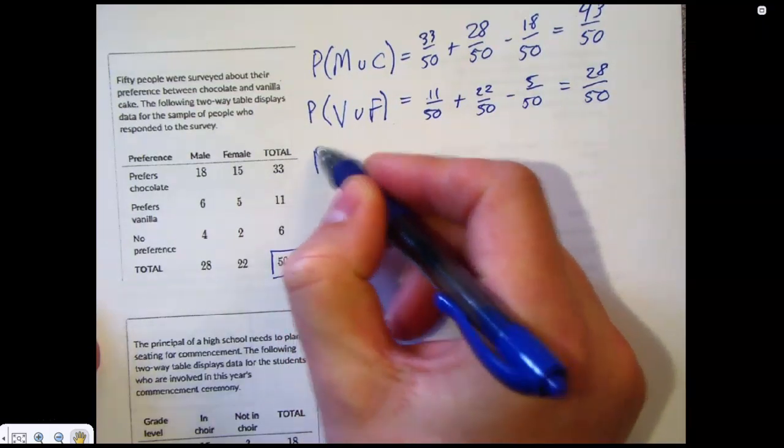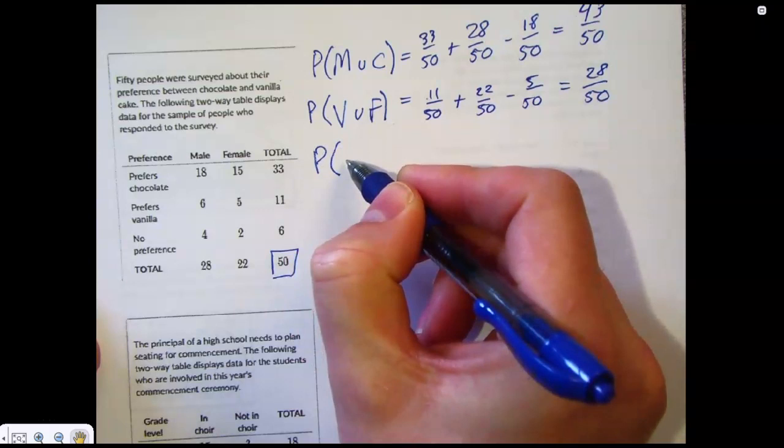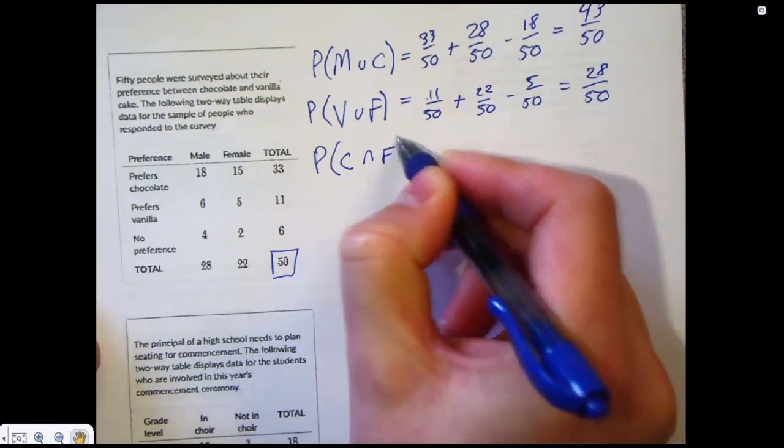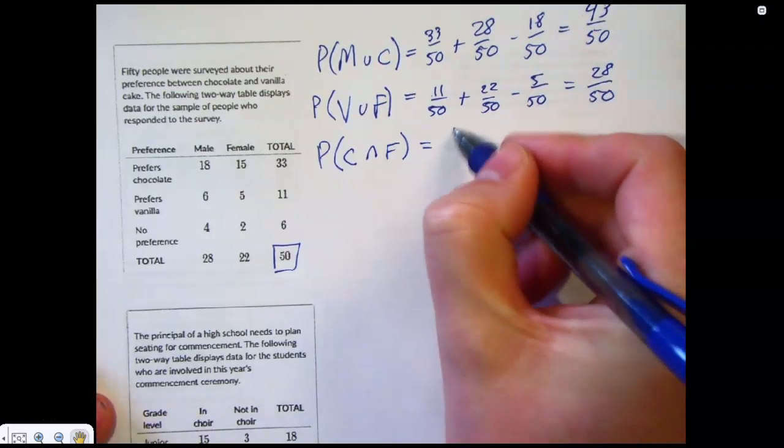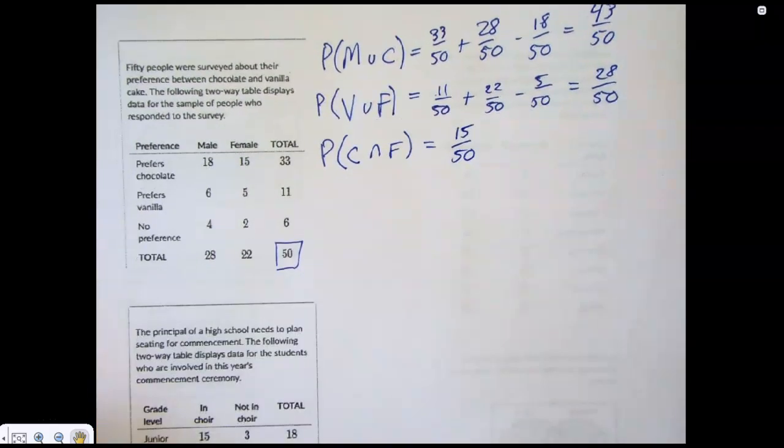Alright, let's do the probability of chocolate and or female. So there's no formula here, it's just how many people prefer chocolate and or female divided by the total. It's not supposed to be a tricky one. There's no formula up there for this one, you're just reading the chart. So how many people prefer chocolate and or female? 15. How many people are there? 50. So that's all that is.